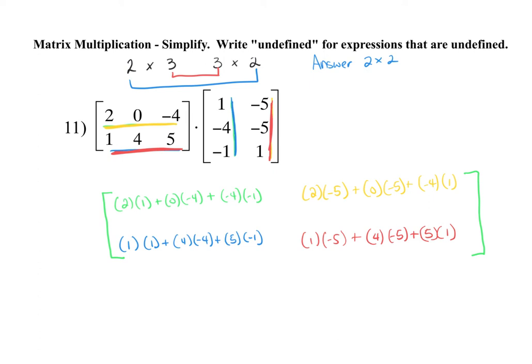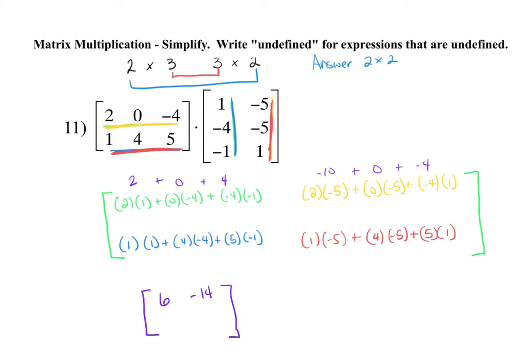At this point, we are just going to do basic algebra. We are multiplying numbers and adding them together, and they're pretty basic numbers. So I have 2 times 1 plus 0 times negative 4 plus negative 4 times negative 1. So my first one is 2 plus 0 plus 4. That is 6. For my next one, 2 times negative 5, 0 times 5, negative 4 times 1. So negative 10 plus 0 plus negative 4 is negative 14.